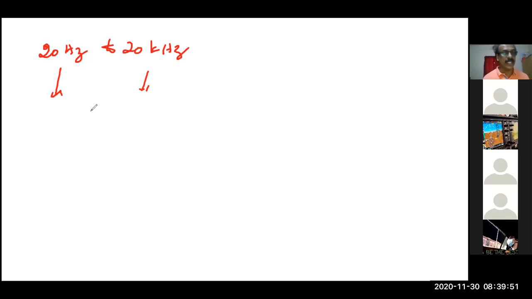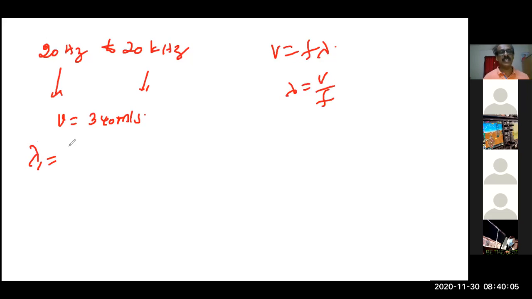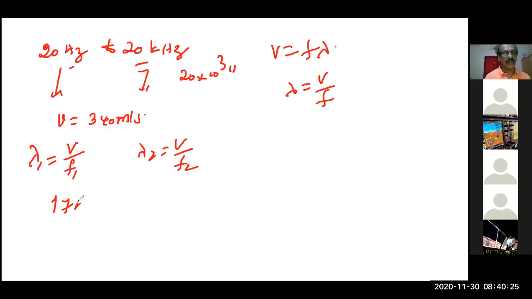Speed of the sound at ordinary temperature is 340 meter per second. So formula V is equal to F lambda, lambda is equal to V by F. First you calculate lambda 1 is V by F1. Second case, lambda 2 is equal to V by F2. V is same in both cases, F1 and F2 we have to substitute. Kilohertz is 10 to the power 3 hertz. So your answers will come 17 meter to 0.017 meter. This will be the range.